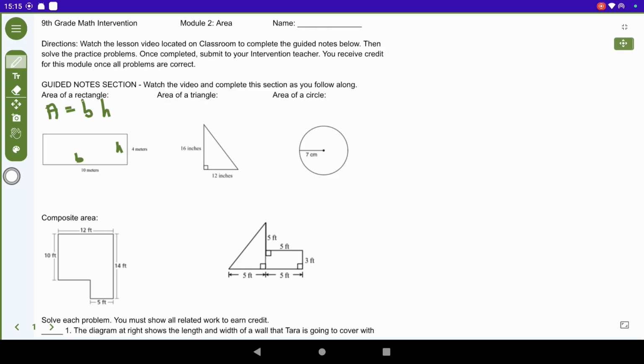So in this case, when we're talking base times height, we're going to say that the area equals 10 meters times 4 meters. 4 times 10 would be 40 meters to the second power.